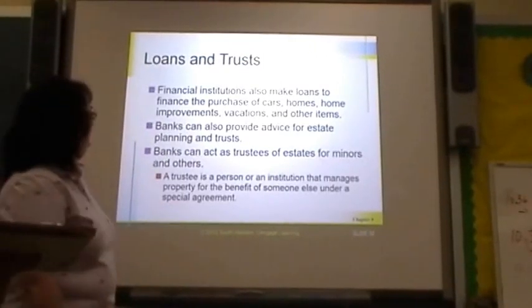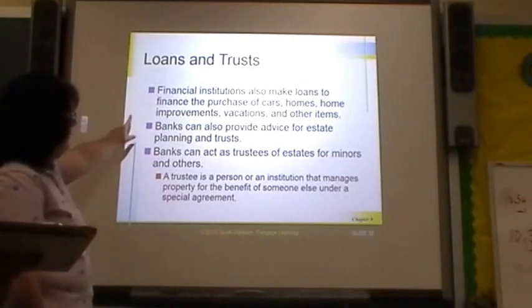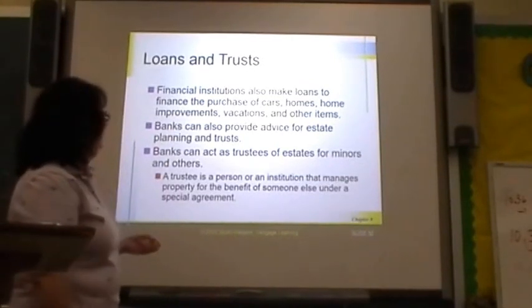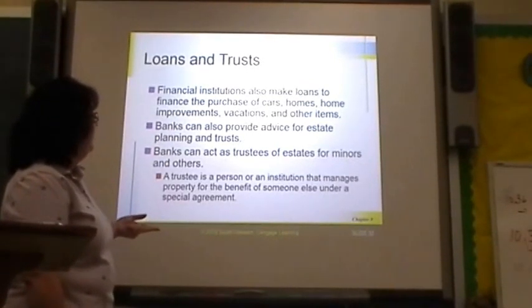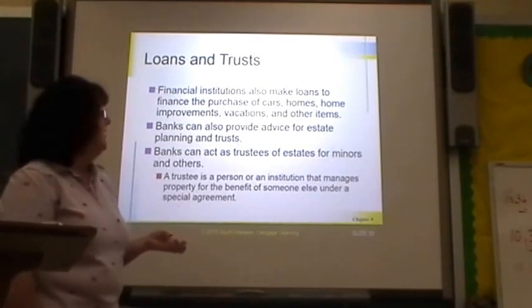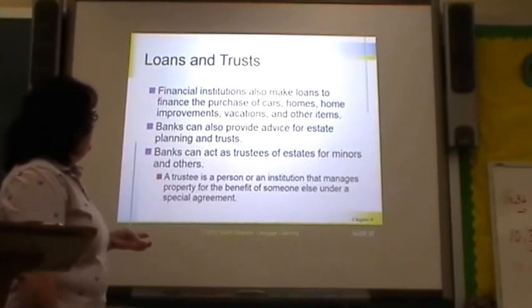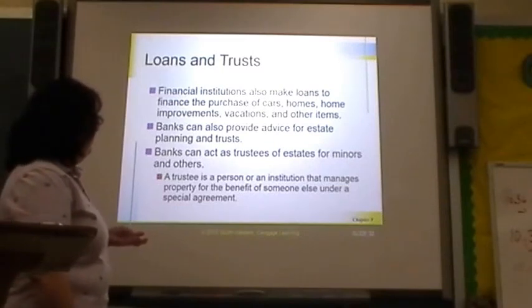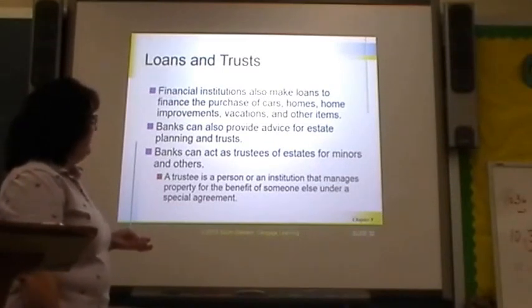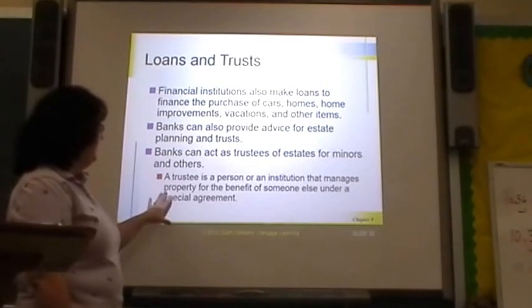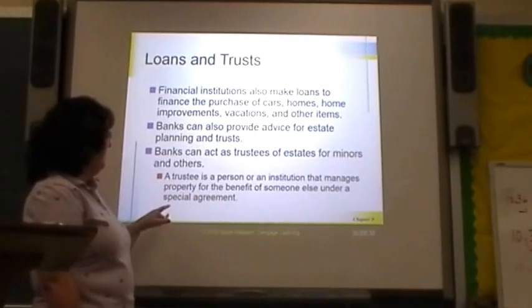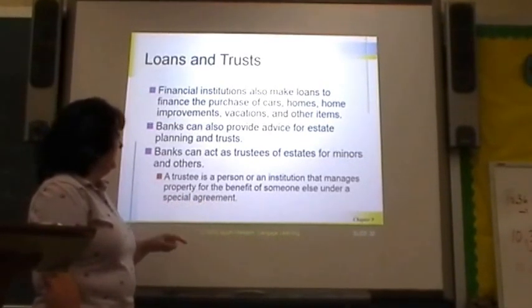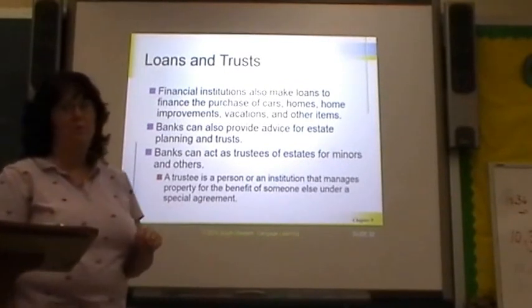Okay. Loans and trusts. Financial institutions also make loans to finance the purchase of cars, homes, and home improvements, vacations, and other items. Banks can also provide advice for estate planning and trusts. Banks can act as trustees of estates for minors and others. A trustee is a person or institution that manages property for the benefit of someone else under a special agreement.